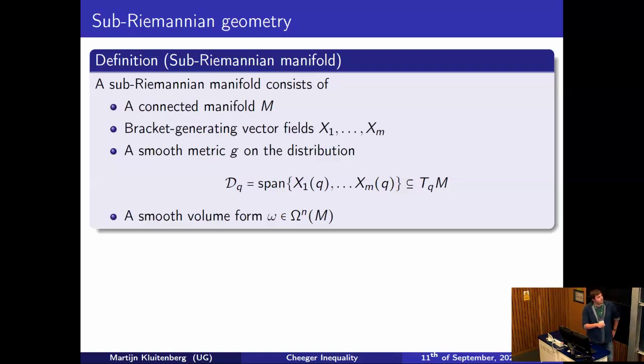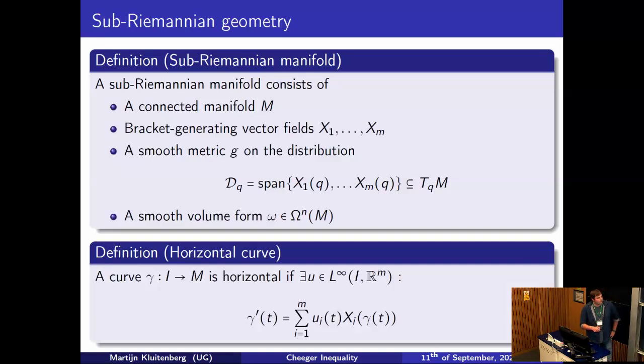And this choice is free. There's no relation to the vector fields x1 to xm because there's no canonical choice. So this is actually related to important problems in sub-Riemannian geometry. So for now, I just choose one and we work with it.